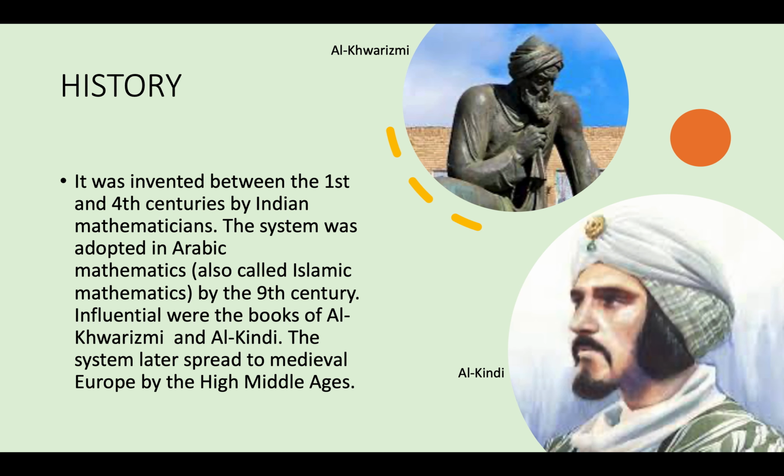History. It was invented between the 1st and the 4th centuries by Indian mathematicians. The system was adopted in Arabic mathematics, also called Islamic mathematics, by the 9th century. Influential were the books of Al Khwarizmi and Al Kindi. The system later spread to medieval Europe by the High Middle Ages. The top one is the picture of Al Khwarizmi, and the bottom one is the picture of Al Kindi.